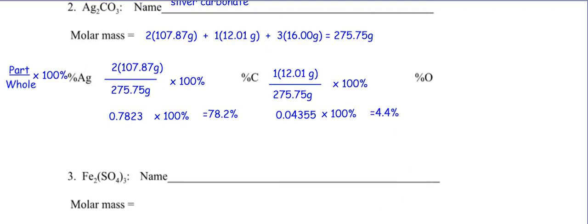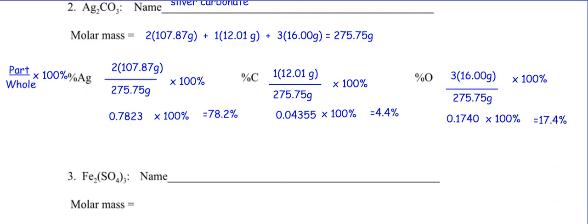To do oxygen, all right, I have 3 oxygens in my formula, and then I'm going to divide, well, keep not getting that fraction bar, divide it by the whole, that 235.75, and when I use my calculator, I got this. Don't forget, oh, times 100%, and I got 17.4%.